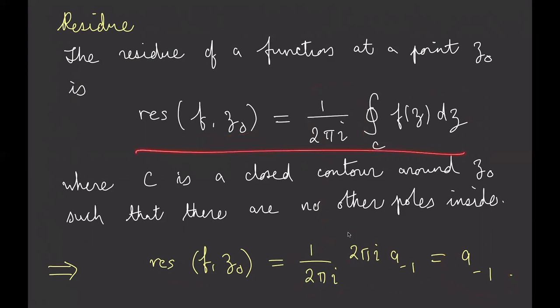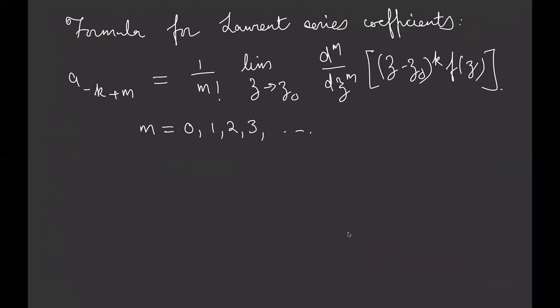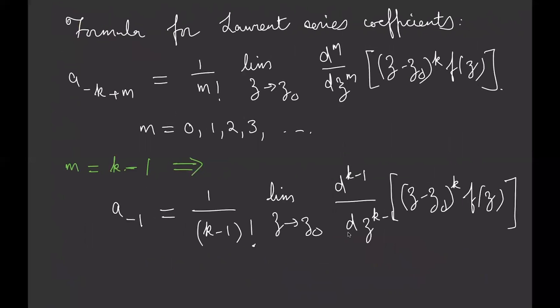So here's the way in which you define the residue, but based on what we have established in the previous example, this is just going to be the coefficient a negative 1. So how does that help us? Now we have a formula for finding the Laurent series coefficients, and it's given in this particular way. So a negative 1 is clearly something which is of interest to me. How can I figure out what a negative 1 is?